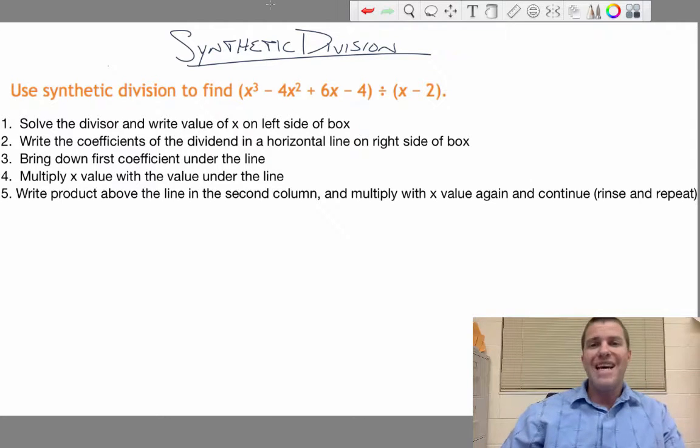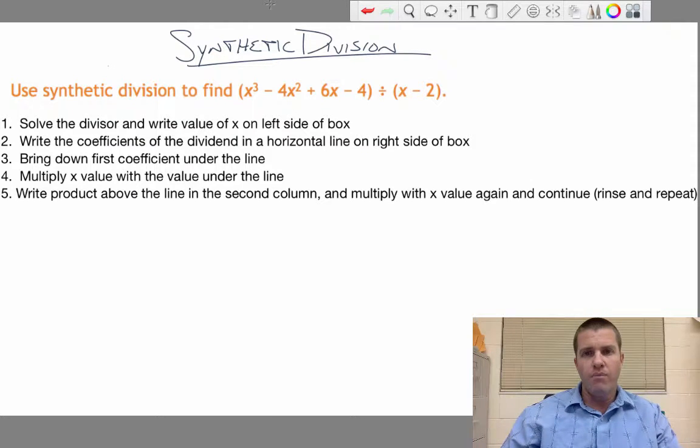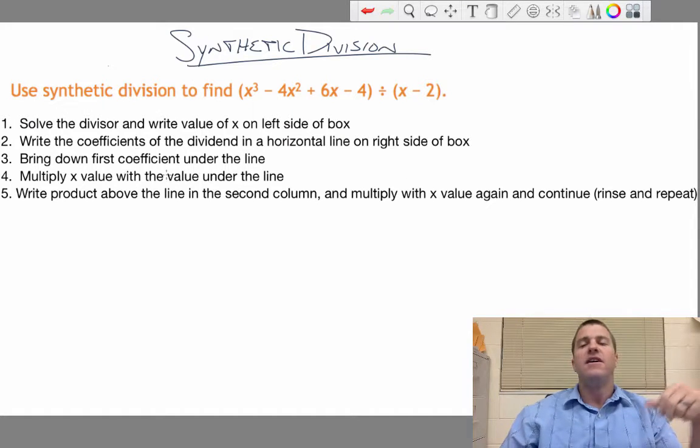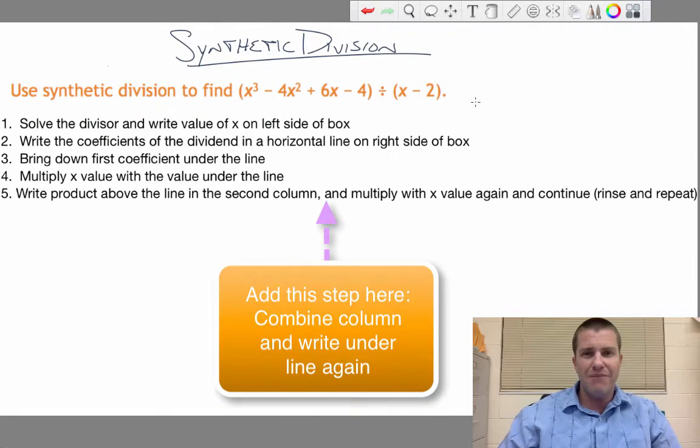Okay, so we did long division, and sometimes that can get a little grueling. There is another way to divide polynomials. It's called synthetic division. And all it is, is multiplying and adding, and multiplying and adding, and multiplying and adding. But you've got to know the order to do it. I've written some steps here. You can pause it and write the steps down.